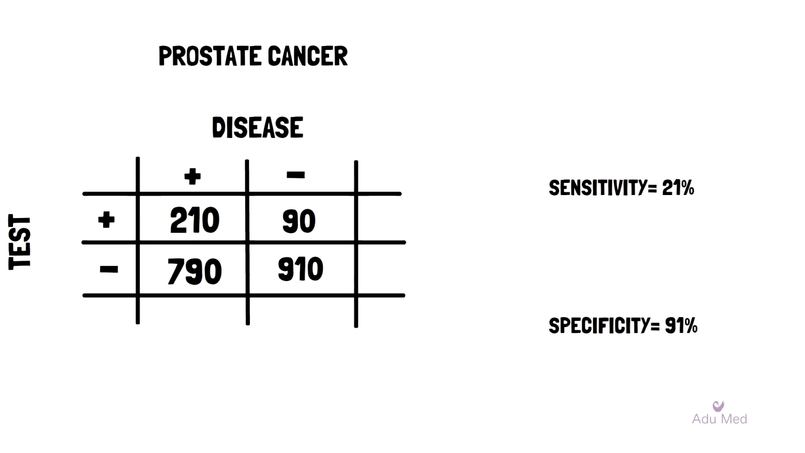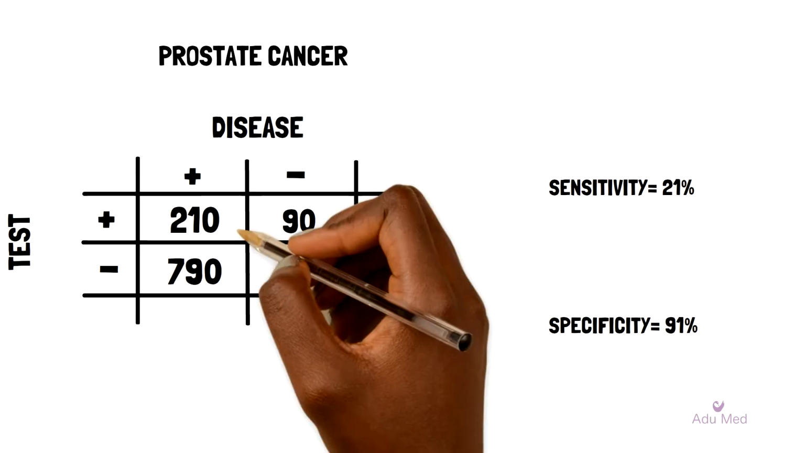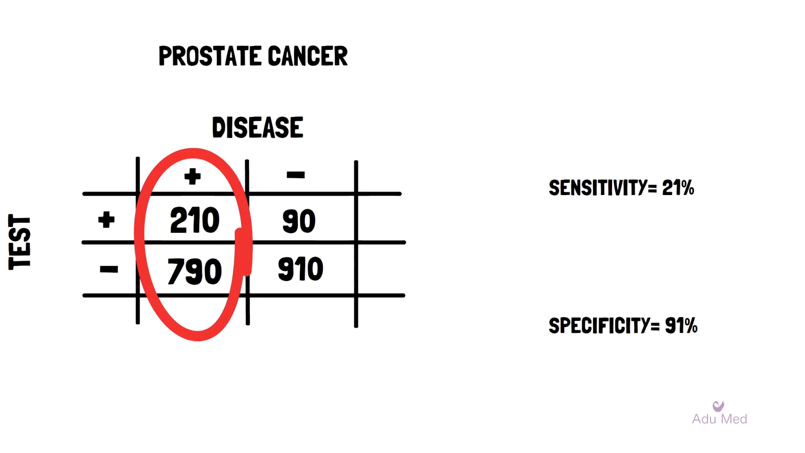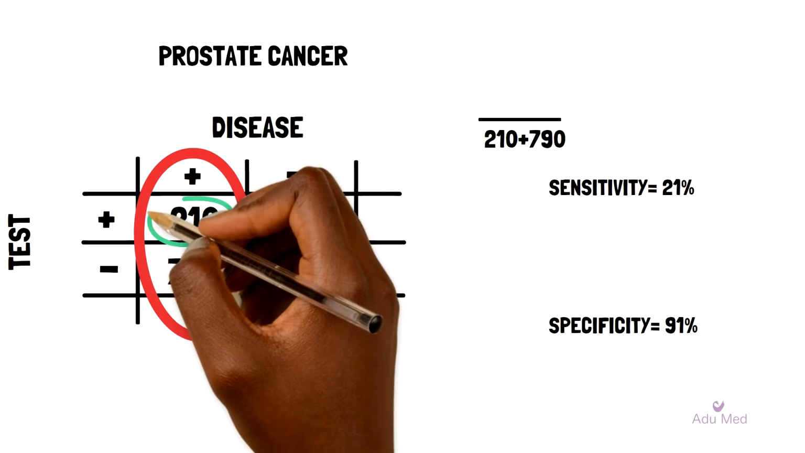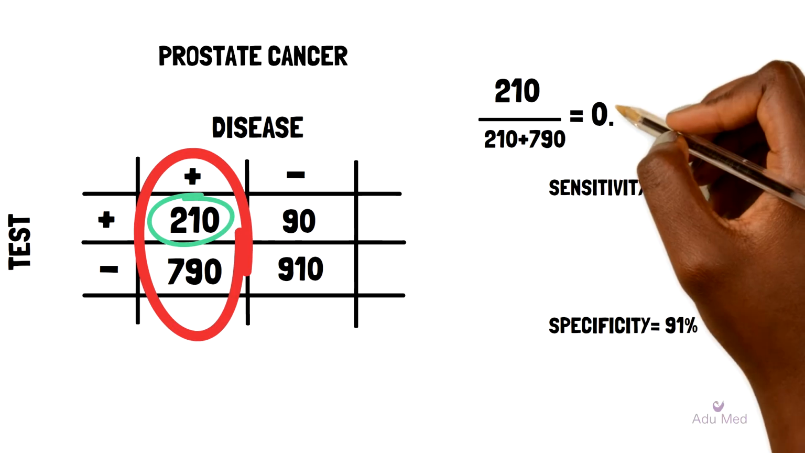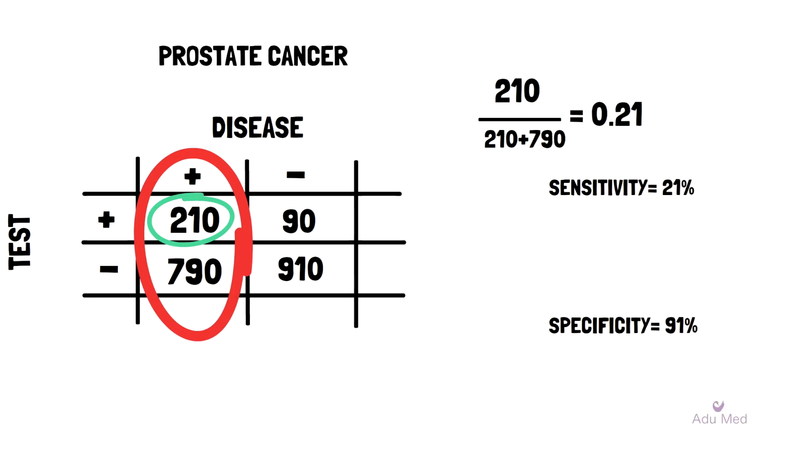When we first approach sensitivity, we do so by looking at all the people that are positive for the disease, which in this case are the people circled in red. In this group, we look into what proportion of those people actually tested positive. So these are the people circled in green. These are the true positives. Working this out will give us a sensitivity of 21%.